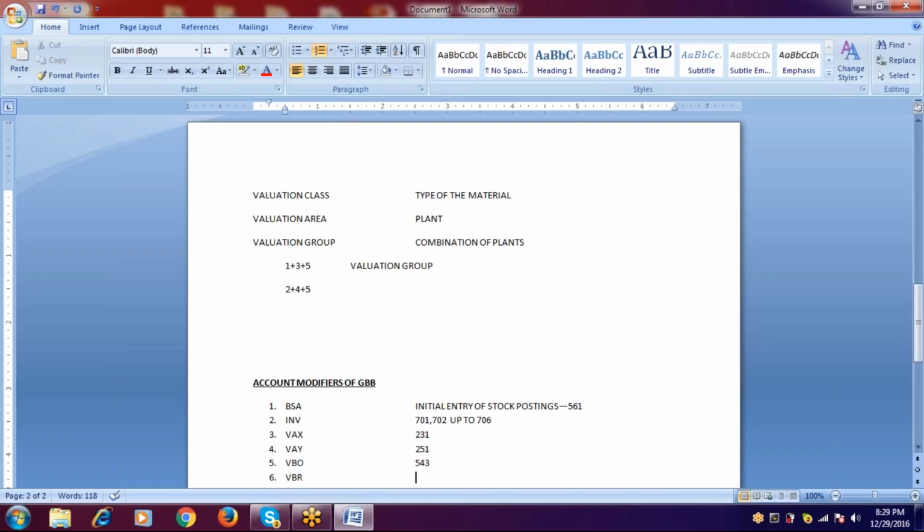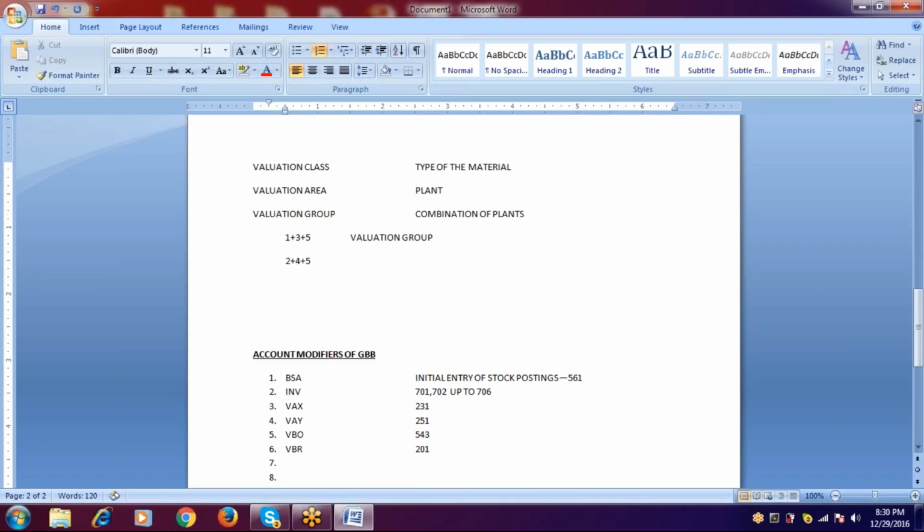VBR is used for QNAT 1. That means goods receipt, internal goods issue, like cost center wise goods issue, production order, project systems, and all the other things. That is QNAT 1. 543 is for subcontracting. Yes, exactly.